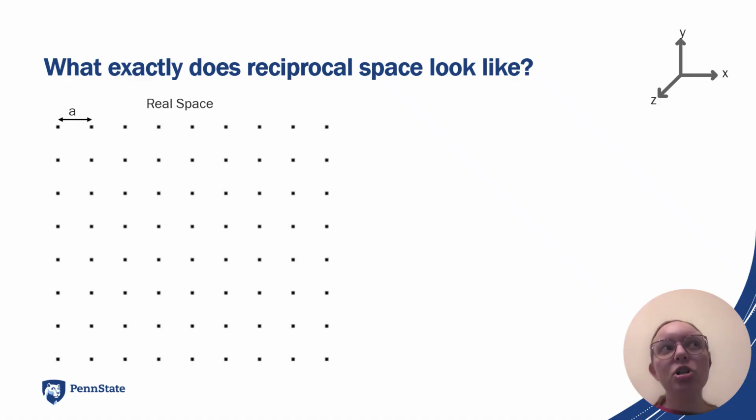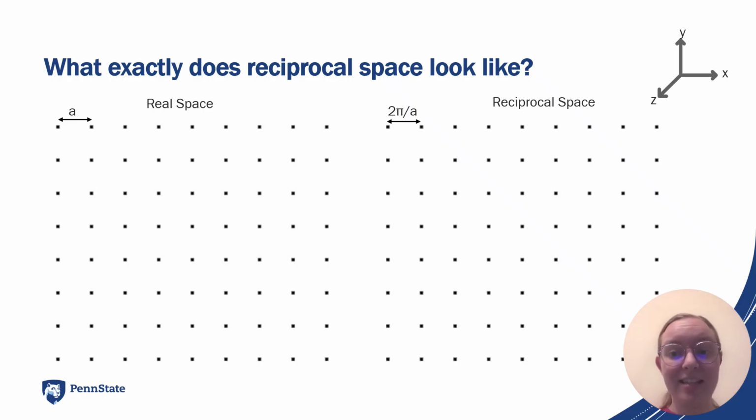Now I'm going to talk about what exactly reciprocal space looks like. The good news is that it looks essentially the same as real space. The only difference is that our unit cell has different dimensions in real space versus reciprocal space. So in real space, if we have a lattice parameter of a, in reciprocal space we would have a unit cell that has a side length of 2π/a.